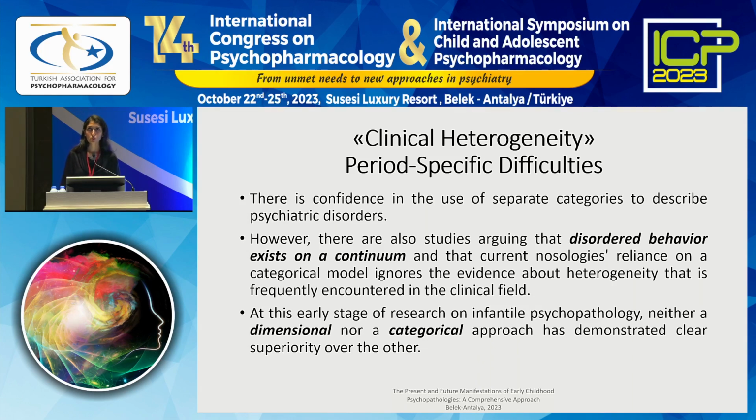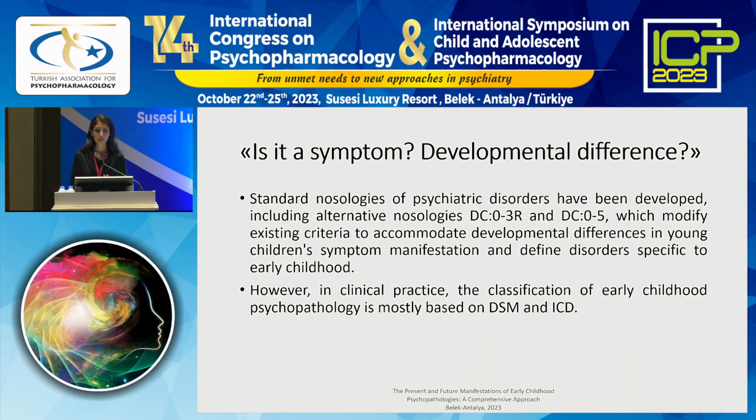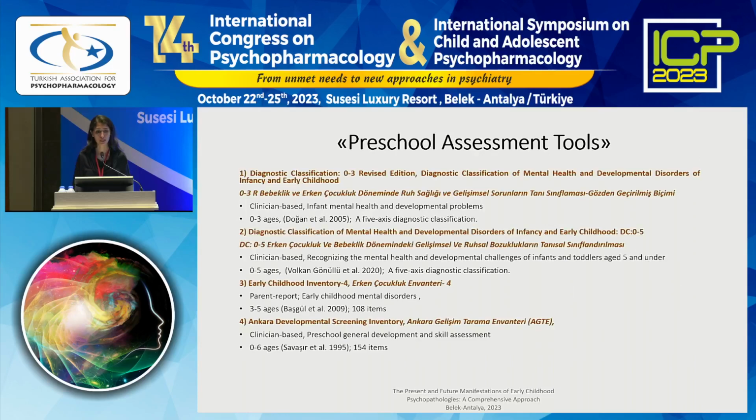According to the studies, during this period, there is a disordered behavior which exists on a continuum and continues in the upcoming years. And there is a heterogeneity, and that's the reason why relying on a categorical model ignores the evidence about heterogeneity, saying that it is neither dimensional nor categorical. Is it a symptom or a developmental difference? In clinical practice, it is DSM and ICD that we are mostly using, but there are different nosologies, DC:0-5, which is the last revision. Depending on developmental differences, it is accommodated, and therefore it also helps us to understand the symptom manifestation and define disorders specific to early childhood.